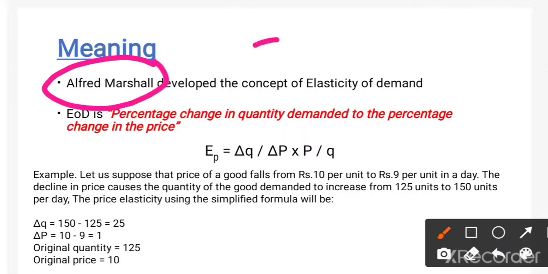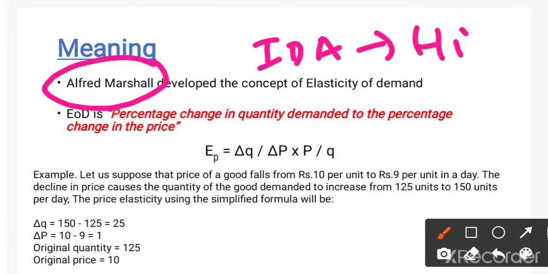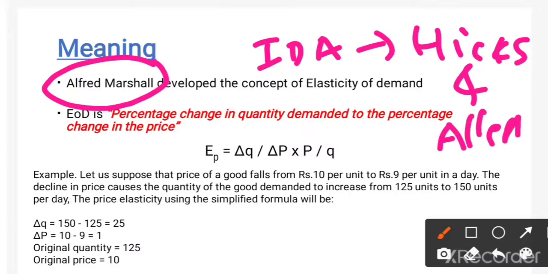And who has given the indifference curve analysis? Hicks and Allen. While discussing ordinal utility, I told you that the ordinal utility concept was given by Hicks and Allen. Indifference curve analysis comes under ordinal utility, so that theory was also proposed by Hicks and Allen. You have to remember these scientists' names.